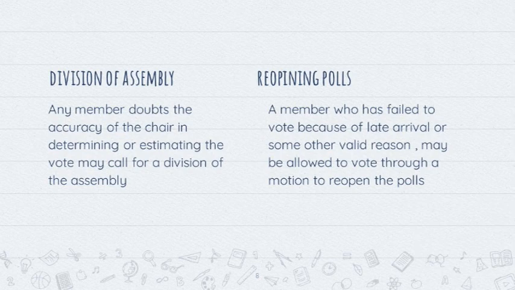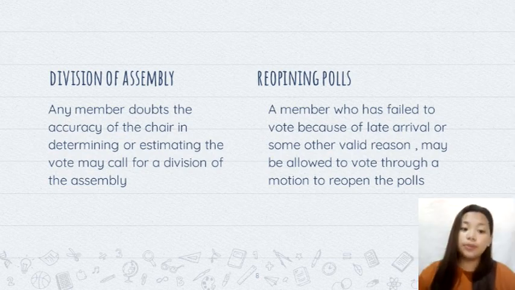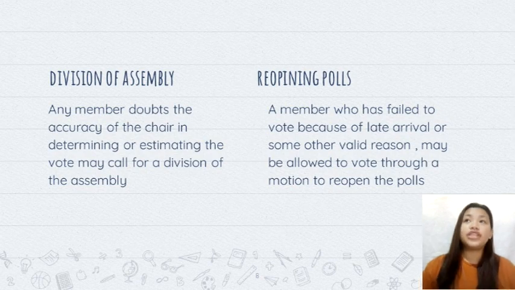Next is reopening polls. A member who has failed to vote because of late arrival or some other valid reason may be allowed to vote through a motion to reopen the polls. But if the chair would not allow that, then the polls would not be reopened.